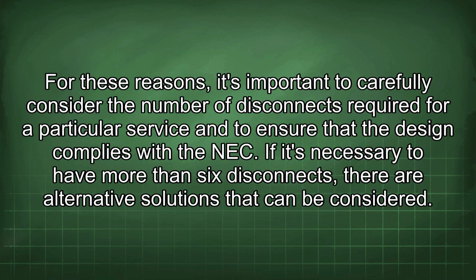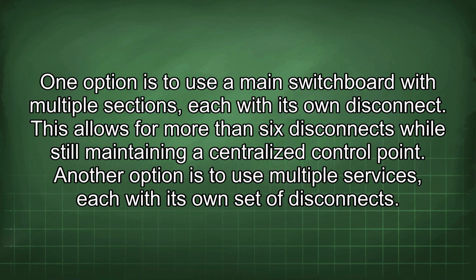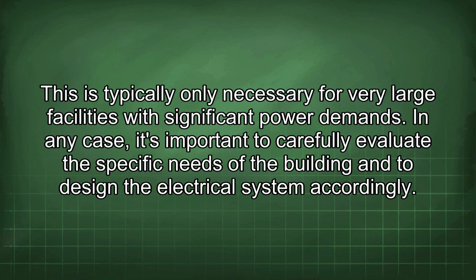If it's necessary to have more than 6 disconnects, there are alternative solutions that can be considered. One option is to use a main switchboard with multiple sections, each with its own disconnect. This allows for more than 6 disconnects while still maintaining a centralized control point. Another option is to use multiple services, each with its own set of disconnects. This is typically only necessary for very large facilities with significant power demands.